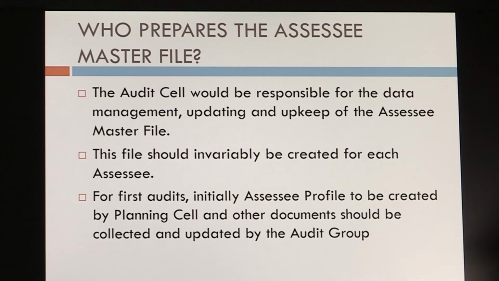Now, there is always a question. Who initiates this? Who has to maintain it? Who has to create it? Who has to update it? All these questions, as usual. The creation of the assessee master file during the first audit normally happens along with the assessee profile. The assessee profile is normally created with the EDW or the ACES data which is available with the department. So part 1 of the assessee profile is normally created by the planning cell.